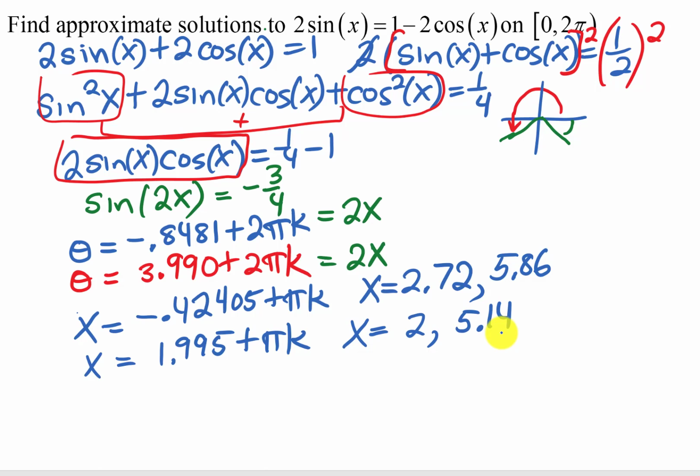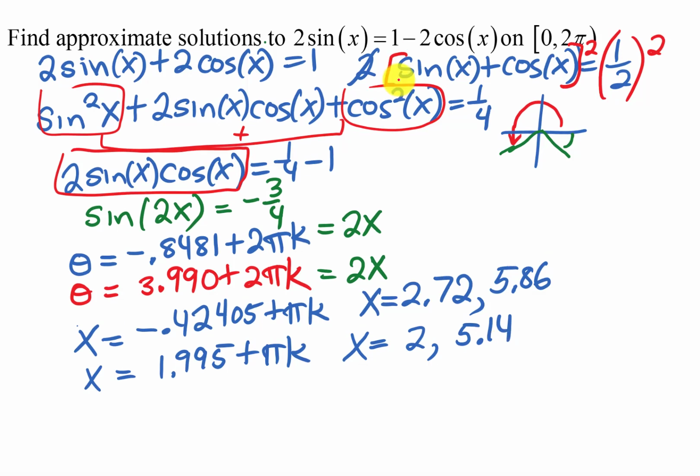But remember, we said that when you square both sides, you can get answers that don't work in the original equation. So let's go back to our original equation, 2 sine x equals 1 minus 2 cosine x. We're going to check these angles and make sure that we get a true statement, and if we don't, we're going to have to throw them out.